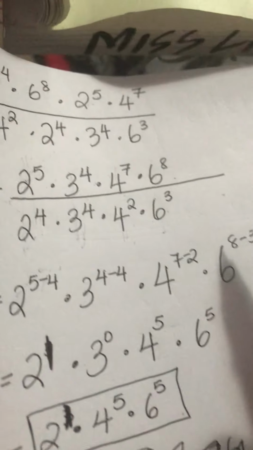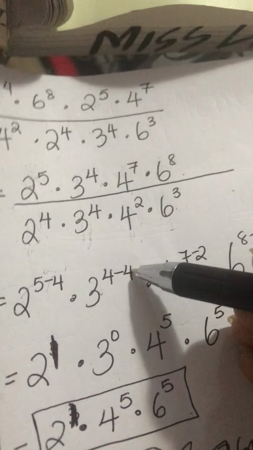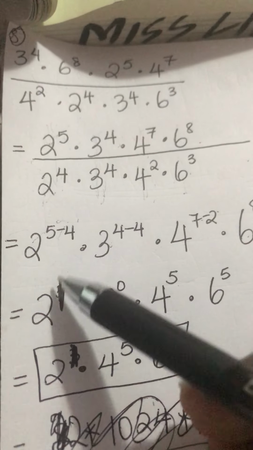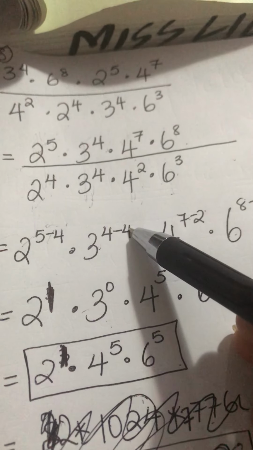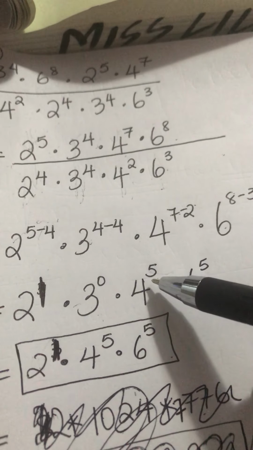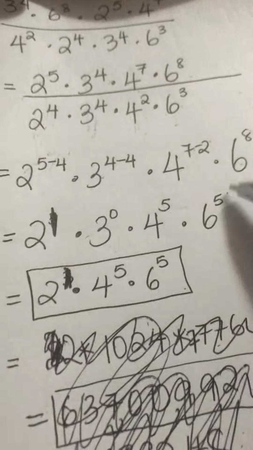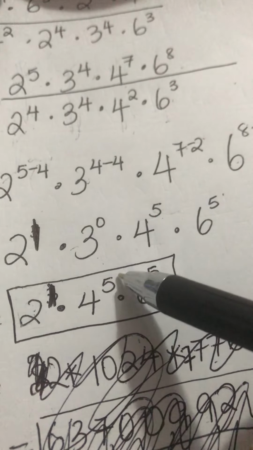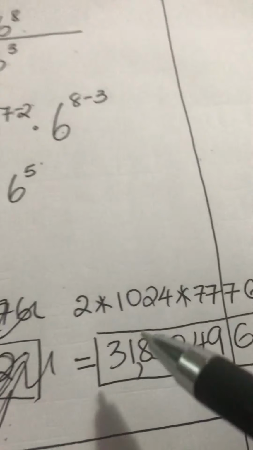I am going to subtract. So 2, 5 minus 4. 3, 4 minus 4. 4, 7 minus 2, and 6, 8 minus 3. Now 2, 5 minus 4 becomes 1. 3, 4 minus 4 becomes 0. 7 minus 2 becomes 5, and 8 minus 3 becomes 5. So in my box, I have 2 to the 1st power times 4 to the 5th power times 6 to the 5th power. Or I will continue.